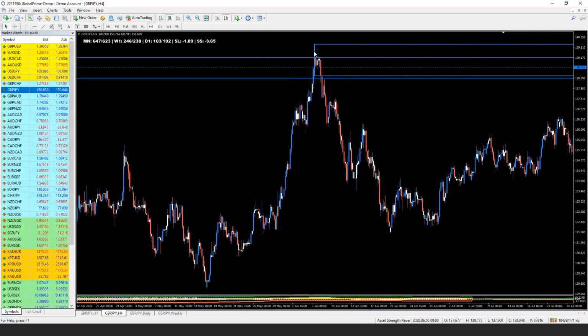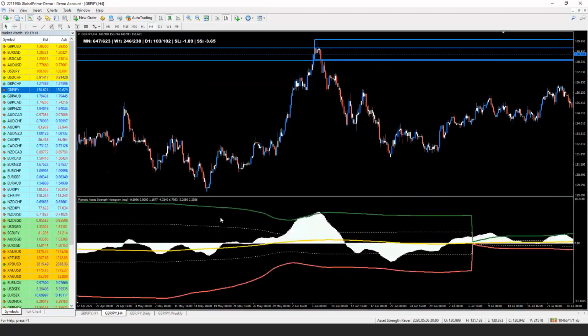We went up, we went above, we came back down. We closed below the edge of the box, and then we closed just here. So the trade is on from this point. You can wait for confirmation, or you can put your limit order in and sell at that area.